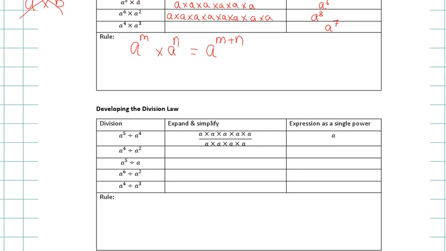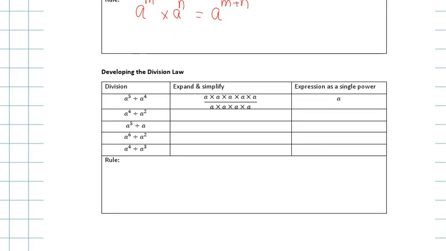Now we're going to do the same thing, but in this case we have division. So I have a to the power of 5 divided by a to the power of 4. Same thing, we're going to expand, so we have a times a times a times a times a, 5 times, divided by a times a times a times a, 4 times. Eyes on the board for a second, please. When I have division, I start simplifying, so I start canceling. So that's 1 a, that's another one, another one, another one. So what am I left with? Just a to the power of 1, or a.